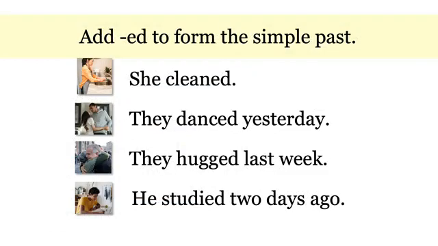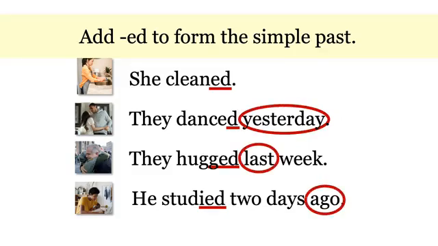Now you know, add ed to form the simple past for regular verbs. She cleaned, they danced yesterday, they hugged last week, he studied 2 days ago. And you know that there are some spelling changes. A lot of times we add ed, sometimes we just need the d, sometimes we double the consonant, and sometimes we drop the y and add ied. You also know that yesterday, last, and ago are signal words for the past.